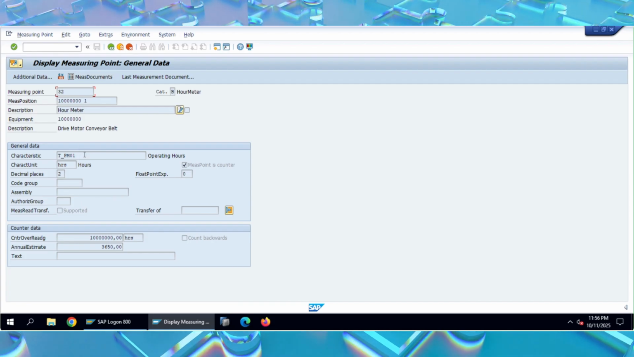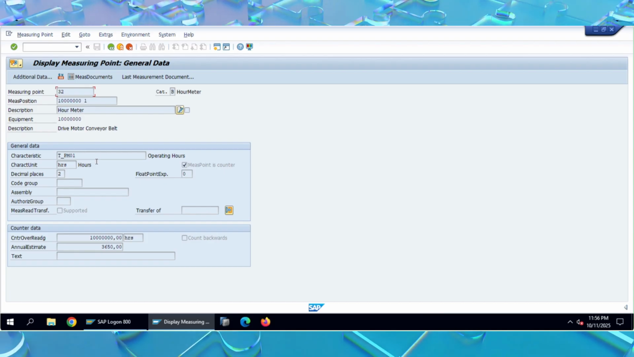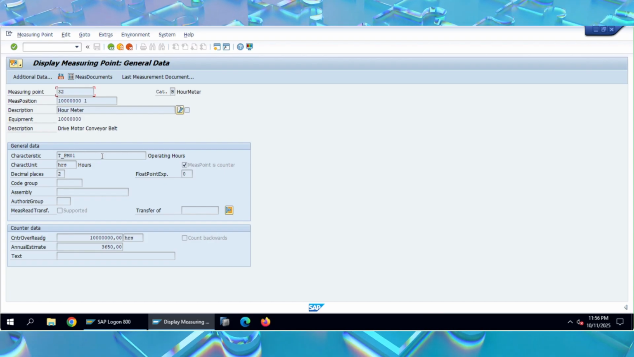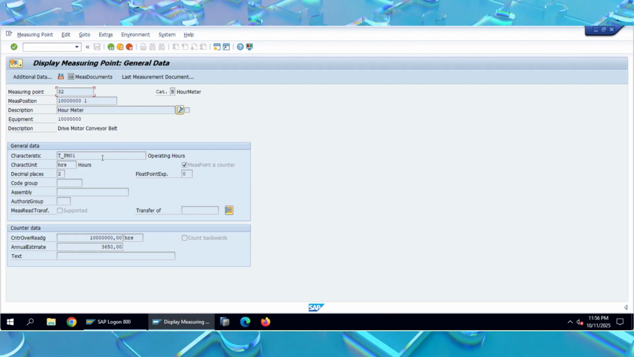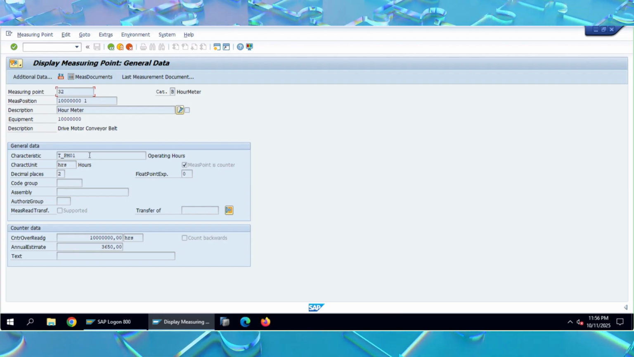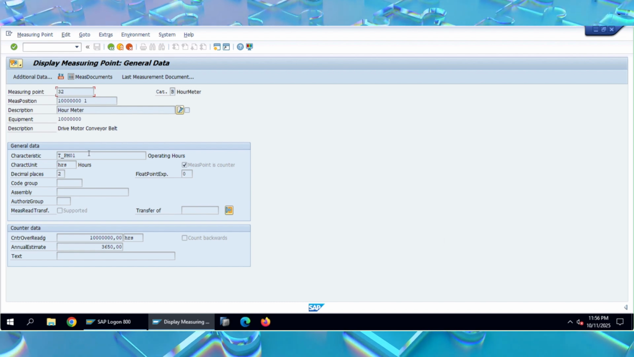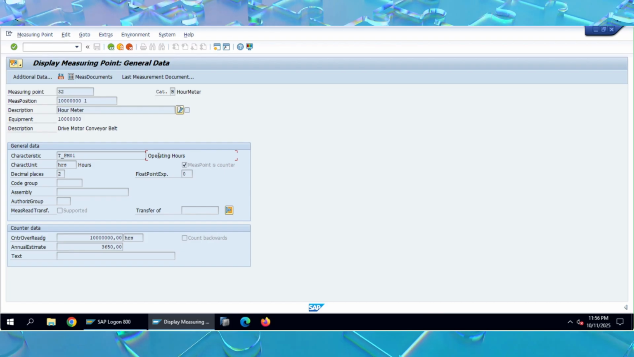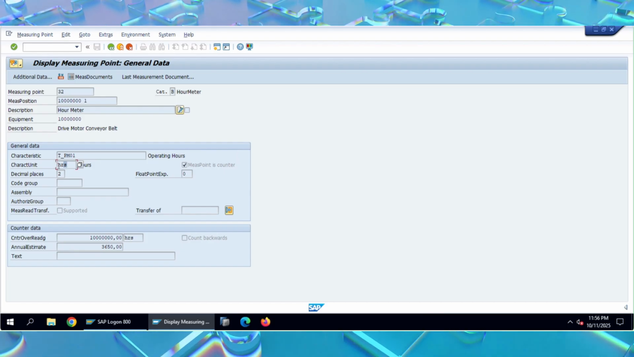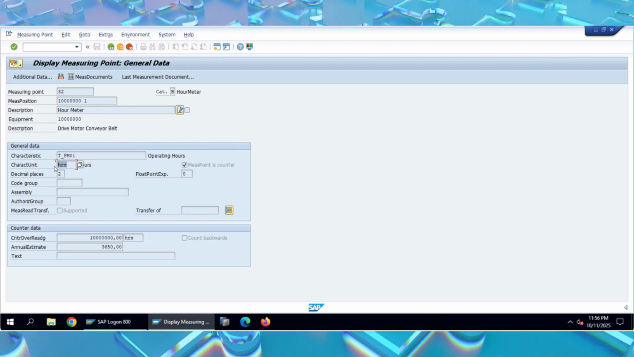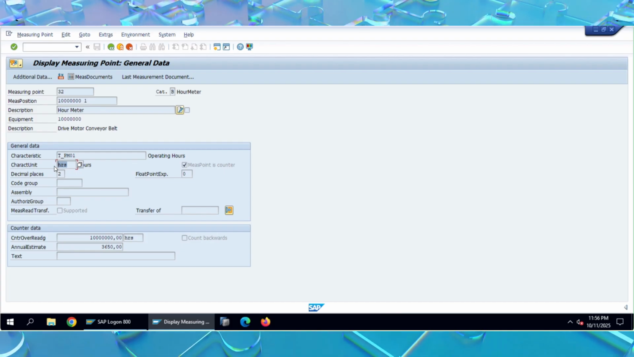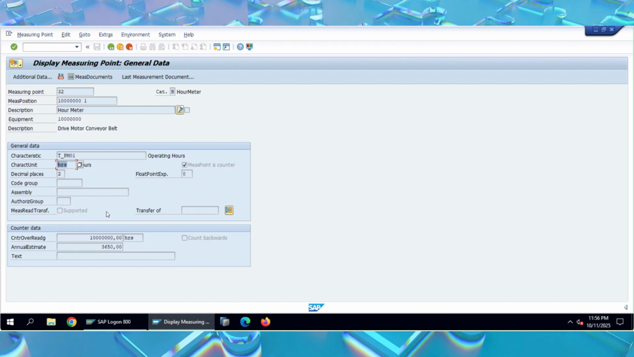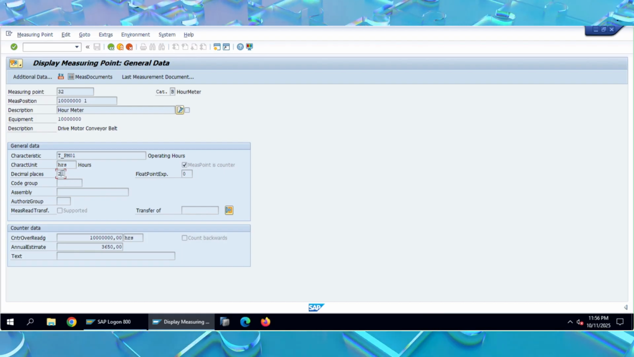The characteristic you can see here, this is the most important thing, because whatever unit you wanted to record that data, with the help of this characteristic only you can tell the system. So here, if you can see operating hours, the unit is in hours. It means the conveyor belt, okay, for how many hours the conveyor belt has been operated. So those kind of readings you can take. Okay, and how many decimal places.